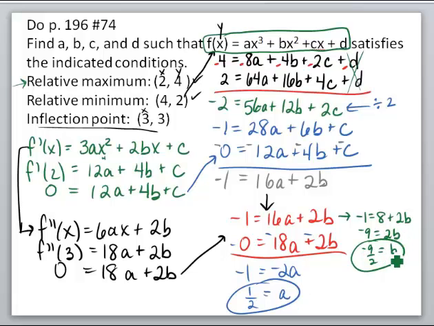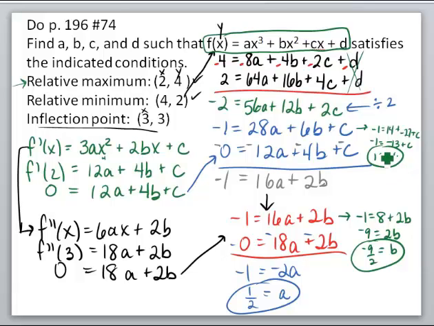Now I can use those two values to help me figure out another one, maybe up here. So I'll plug it in. Let's just do it right here, I guess. I've got negative 1 equals half of 28, which is 14, plus 6 times negative 9/2, which would be negative 54 over 2, which is negative 27, plus c. So that's going to allow me to solve for c. I end up getting negative 13 plus c. Add 13 to both sides, I get c is 12. So there's my c value.